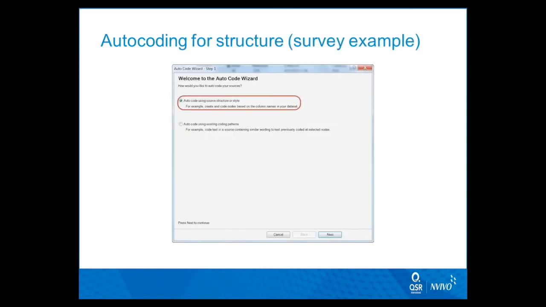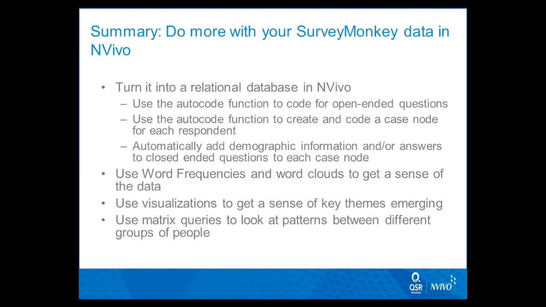So I just wanted to finish just to say that with SurveyMonkey data in NVivo, you can quickly turn it into a relational database, as I did, and then you can do those word frequencies and word clouds to get a sense of the data and other visualizations to explore further. I haven't shown you all the range of visualizations NVivo has. And also you can use crosstabs, the matrix queries, to look at patterns, to compare some of the close-ended questions with the open-ended questions that you have.